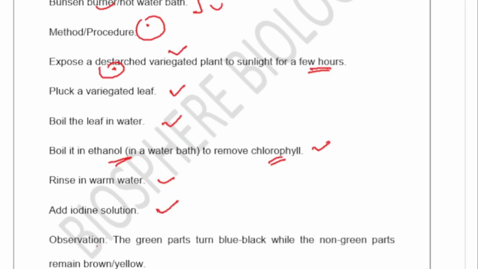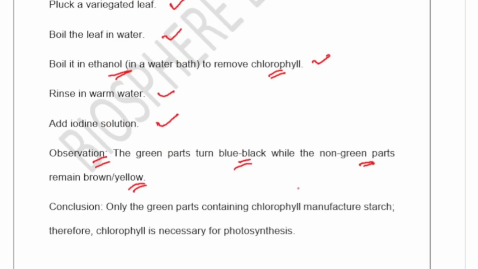Okay, so you see now our observations, like I earlier mentioned to you: the green parts turn blue-black, whereas the non-green parts will remain brown or yellow. So the non-green or white part basically will retain the color of the iodine solution.